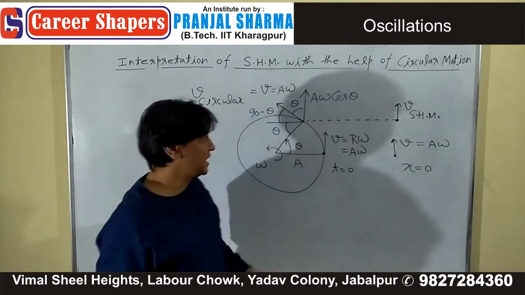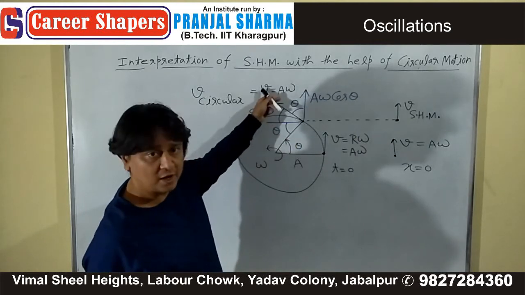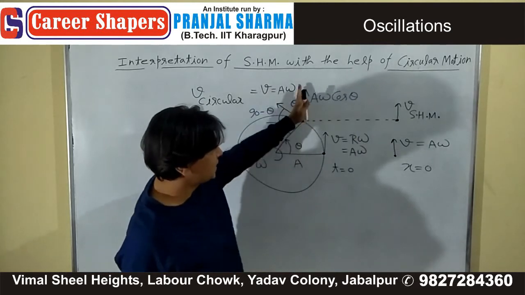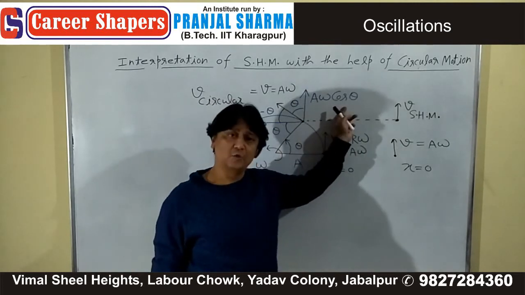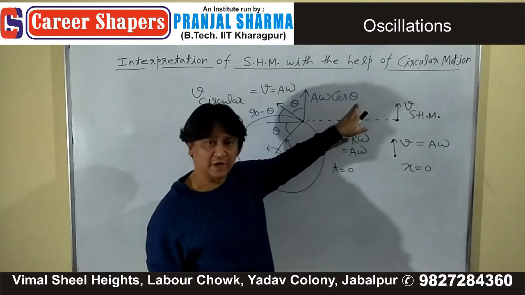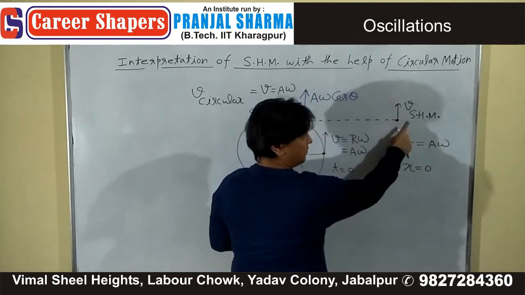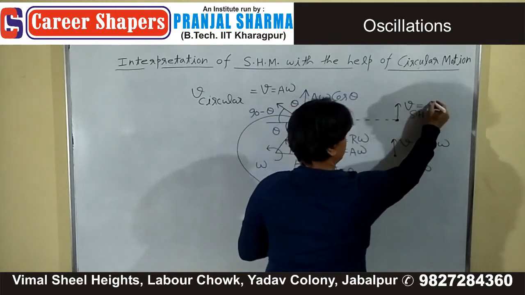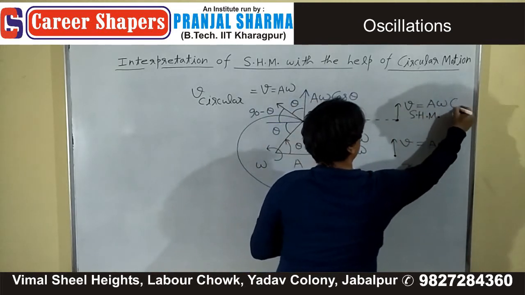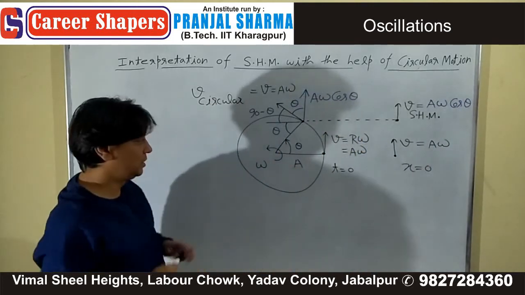Remember this part. Listen again. The tip of the rod is moving tangentially with A omega, but this tip is rising up with what velocity? A omega cos theta. If this is going up with A omega cos theta, then the tip of the shadow will also go up with the same velocity, and therefore this is also A omega cos theta.